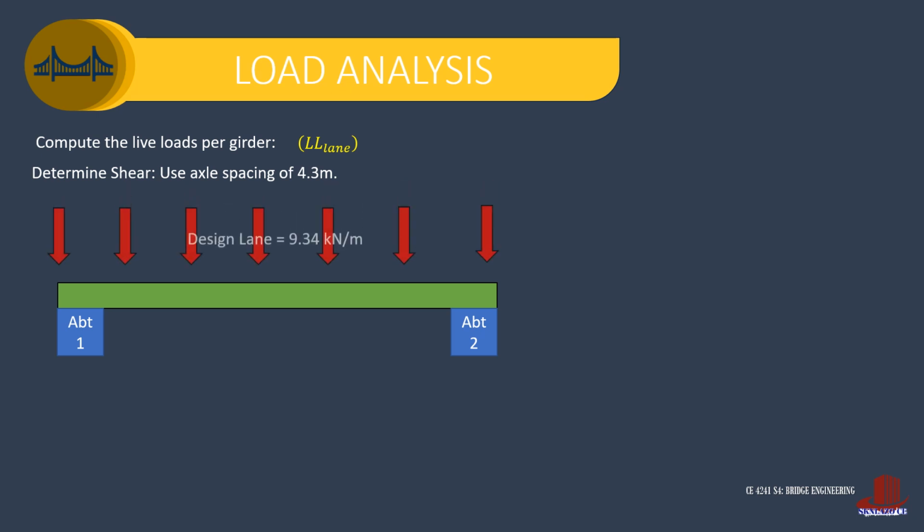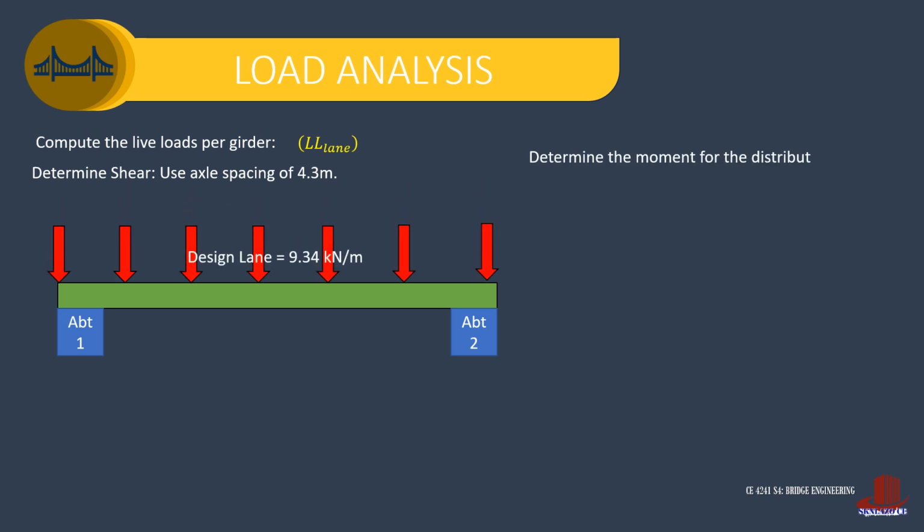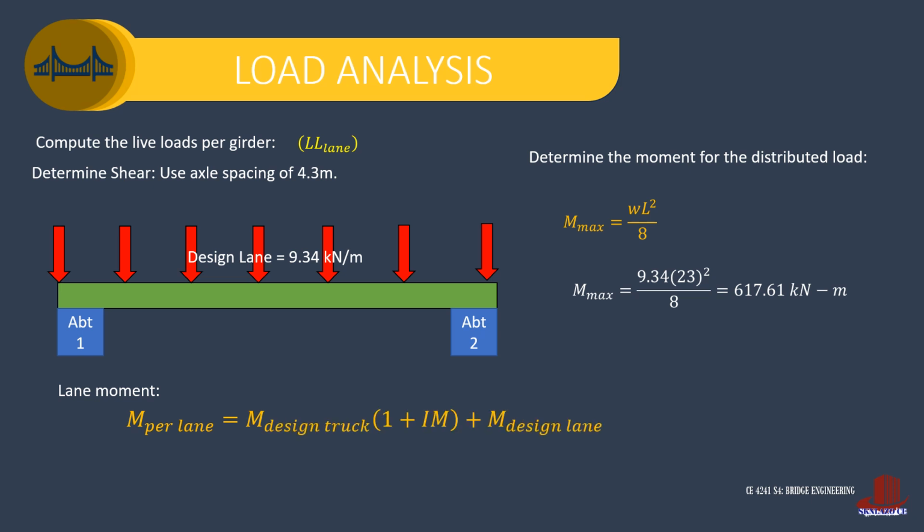The last one is the design lane, with uniformly distributed load of 9.34 kilonewton per meter. The maximum moment is solved through WL squared over 8, which becomes 9.34 times 23 squared over 8, turning as 617.61 kilonewton meter. The live load moment uses the design truck moment times the impact factor, that is 1,490.1 times 1 plus 0.33 plus 617.61, and that gives 2,599.44 kilonewton meter.